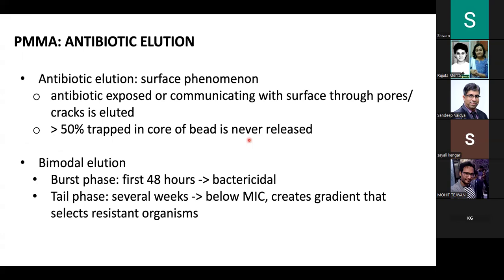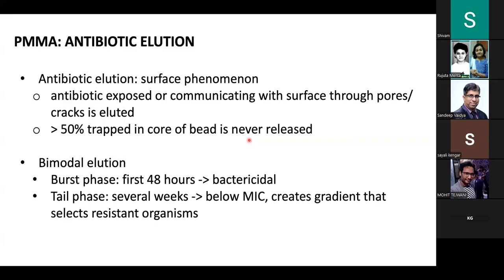Now, this slide is a bit theoretical, but it's pretty important to understand. Understand that the elution of antibiotics from the cement surface is a surface phenomenon. Therefore, only the antibiotic which is exposed to the surface, or which communicates with the surface through small pores or cracks, is eluted into the surgical site locally. But more than 50% of the antibiotic which is trapped within the core of the bead is never released. So that is one negative point of PMMA.